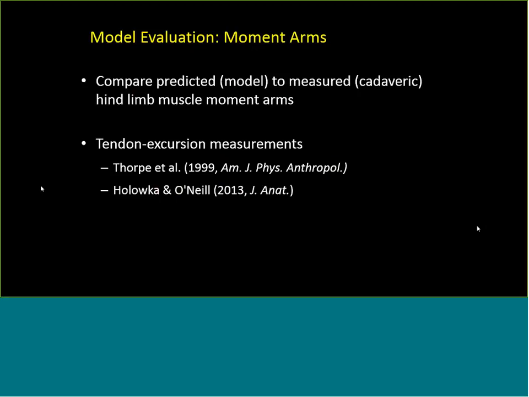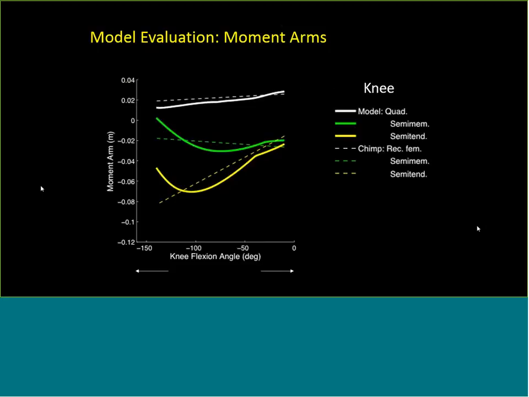And so we compared the moment arms predicted by our musculoskeletal model with measured values done on cadaveric specimens from a study by Thorpe et al., and additional data that was collected by my colleague Matt O'Neill as part of this study, primarily to fill in some of the gaps for muscles that Thorpe and colleagues had not measured. And so here's an example of what this type of comparison looks like, and there's many more graphs you can find in the 2013 JEB paper.